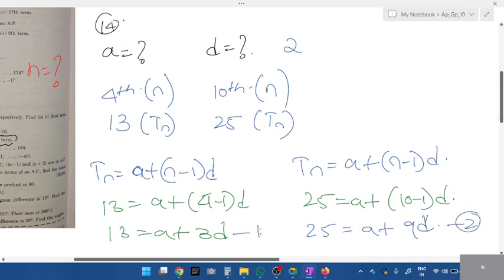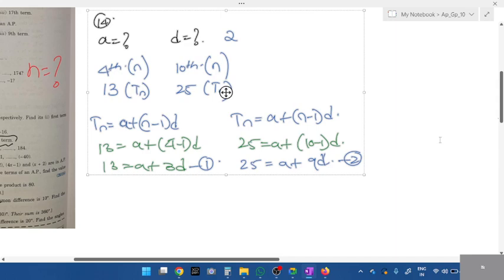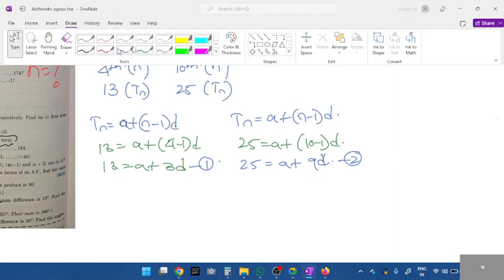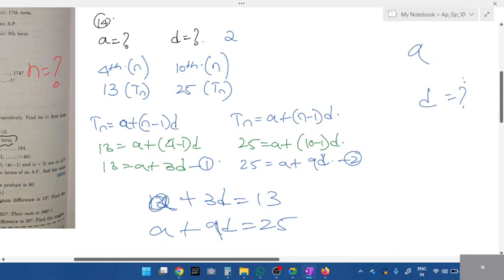First equation, second equation. All of you understood this? Any doubts? Respond. Okay, two variables, two equations, students. Use the elimination method. Rewrite it: a plus 3d is equal to 13, a plus 9d is equal to 25. Use the elimination method. Find the value of a and d. That's it. Only two or three questions I'll make you all revise. The rest you all have to figure out.